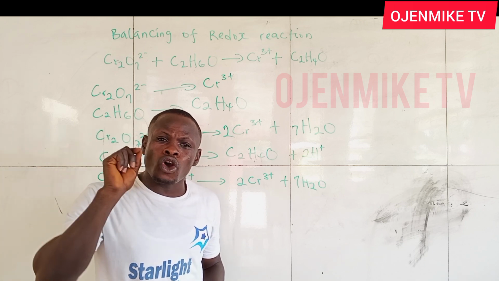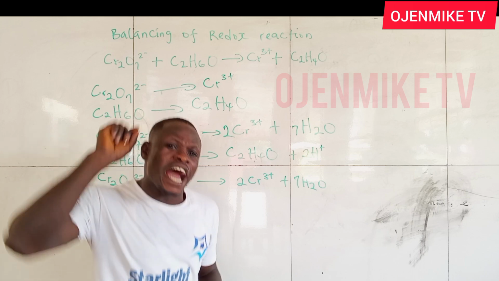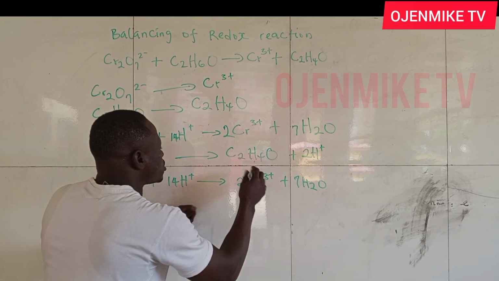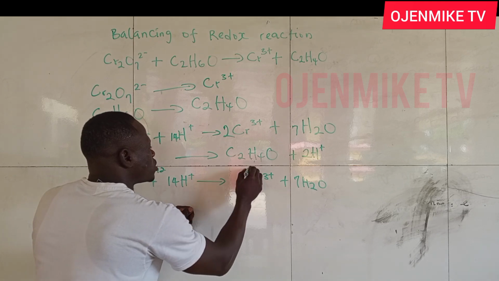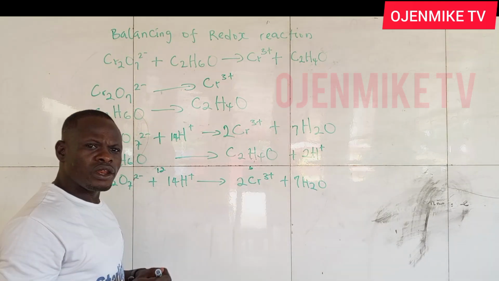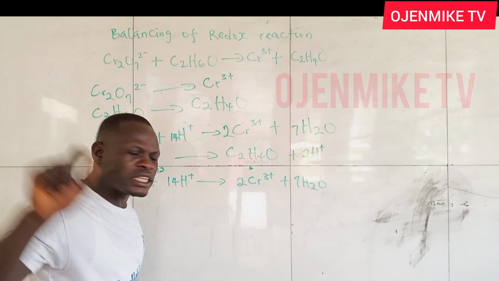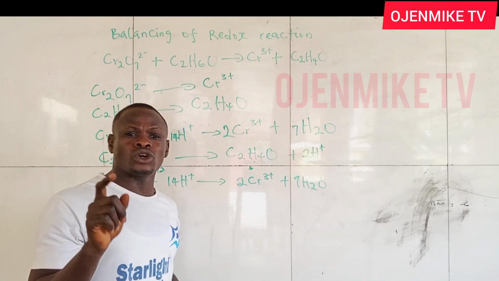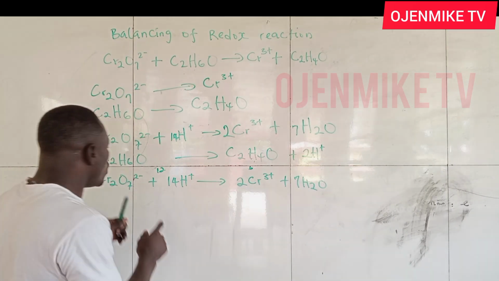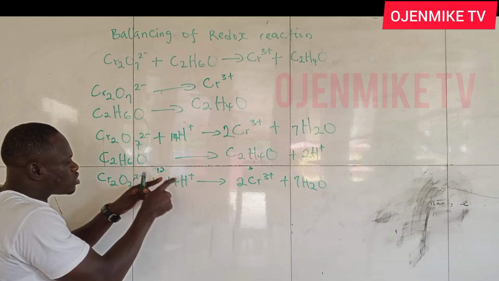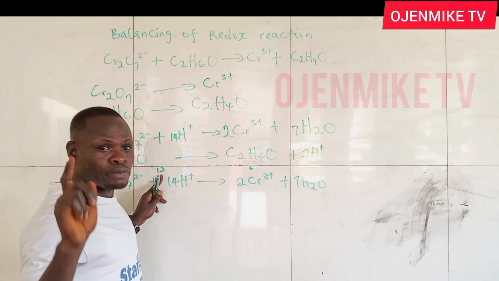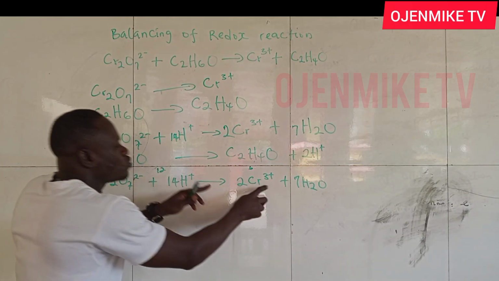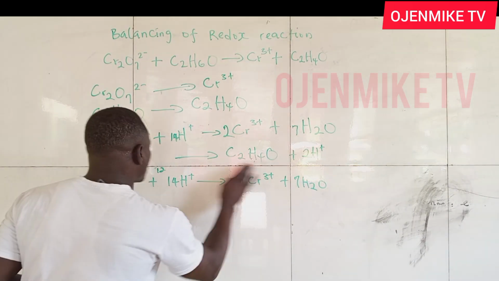I repeat, you must always add electron to the side of what? The highest charge. So here we have 12. Here we have 6. That is 3 times 2 gives us 6. Now, what electron can we add that will make up this 6? Remember, in a redox reaction, you add electron to the side of the highest charge. So if you add 6 electrons, 12 minus 6 will give us 6. It means that our electron will be balanced.